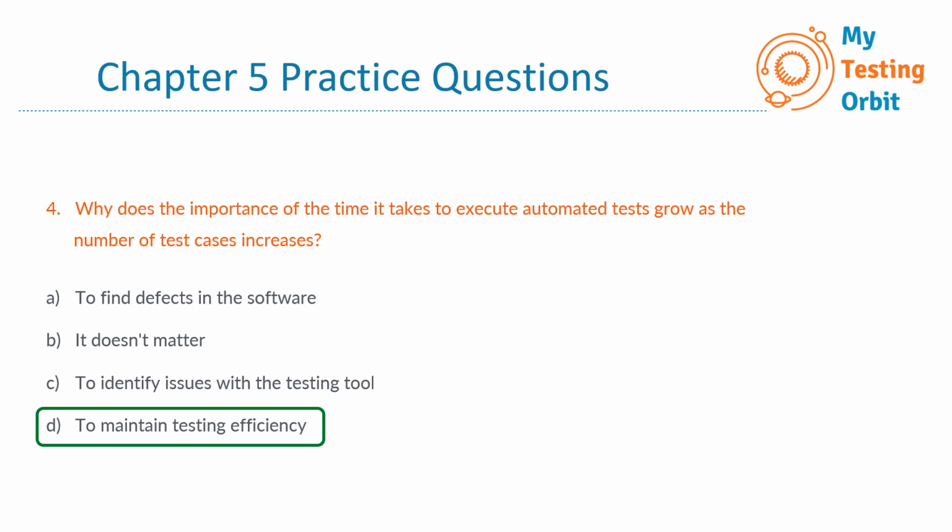Then option B, it doesn't matter. So ignoring the impact of test execution time can lead to inefficiencies and delays in the testing process. Hence, this is the incorrect option as well. And option C, to identify issues with the testing tool. So this option is incorrect because the question is about the importance of test execution time itself, not about identifying issues with the testing tool.